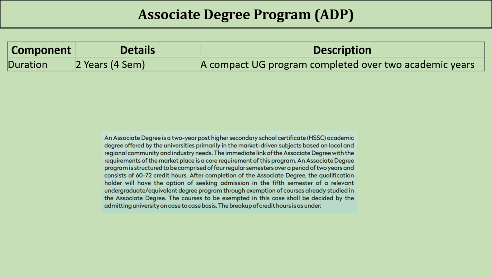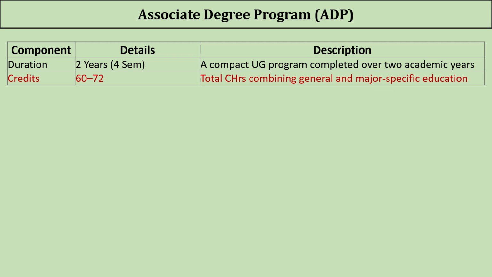Associate degree programs. Duration: 2 years, 4 semesters. The ADP is a short-cycle undergraduate program intended to be completed in 4 semesters, offering a quicker path to academic credentials. Credits: 60 to 72. This range allows for some variation across disciplines but represents a full academic load equivalent to the first 2 years of a 4-year BS degree.